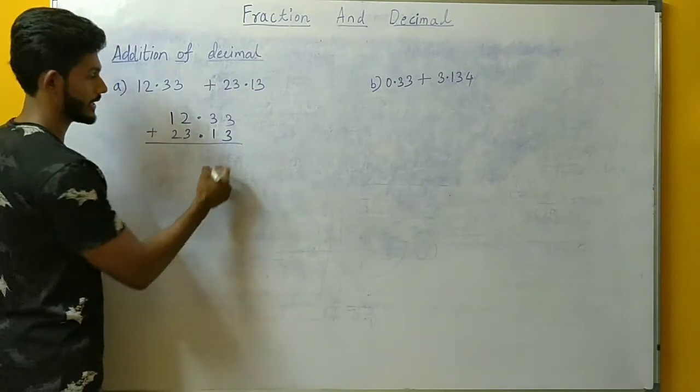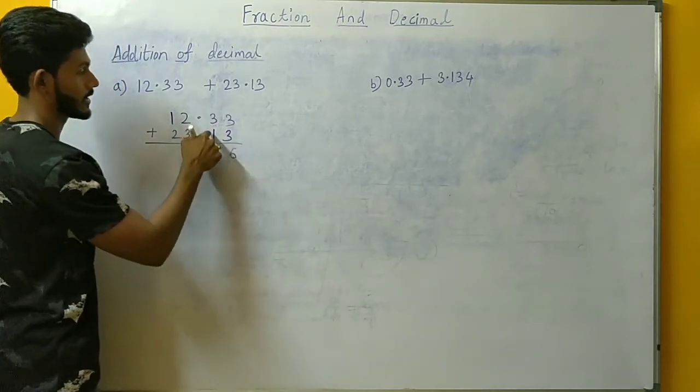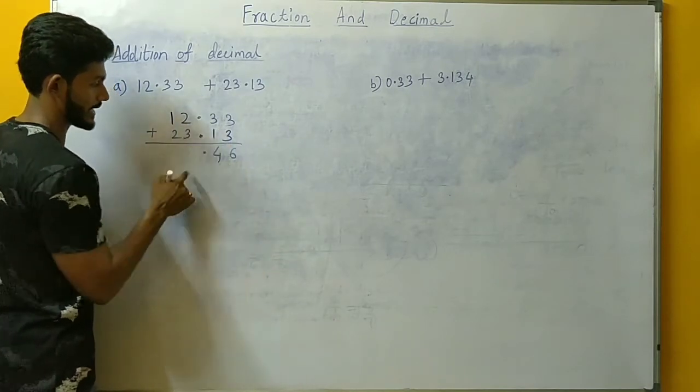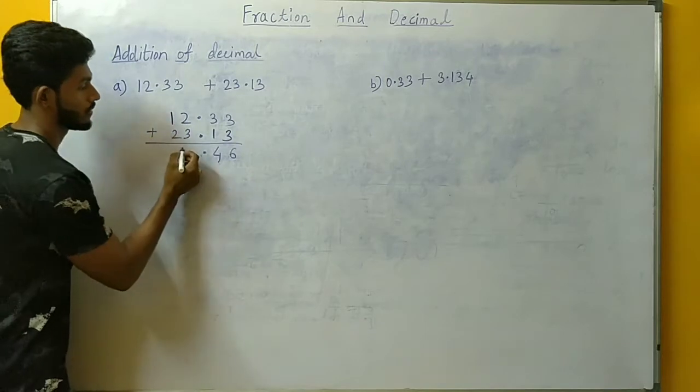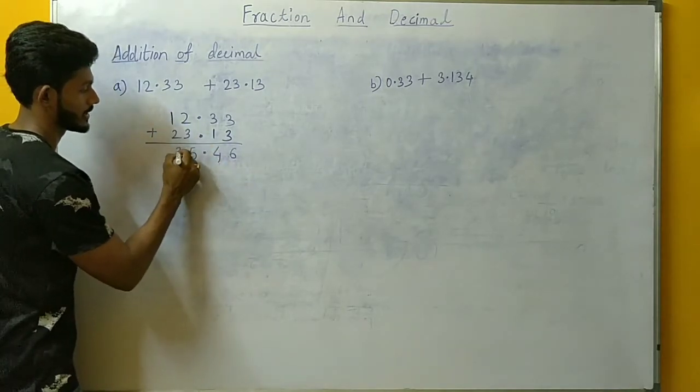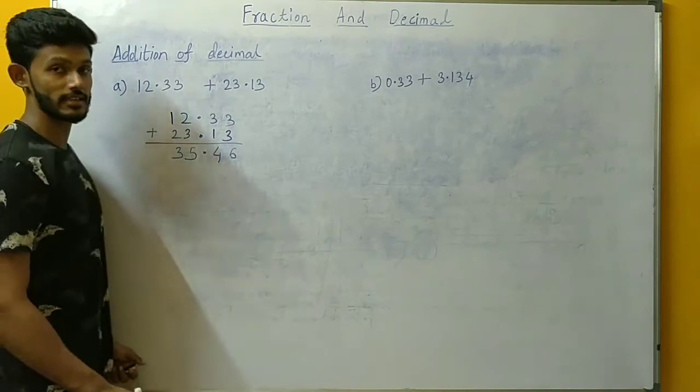3 plus 3 is 6, 3 plus 1 is 4, then the decimal point as it is, 2 plus 3 is 5 and 1 plus 2 is 3. So this is how we add the numbers.